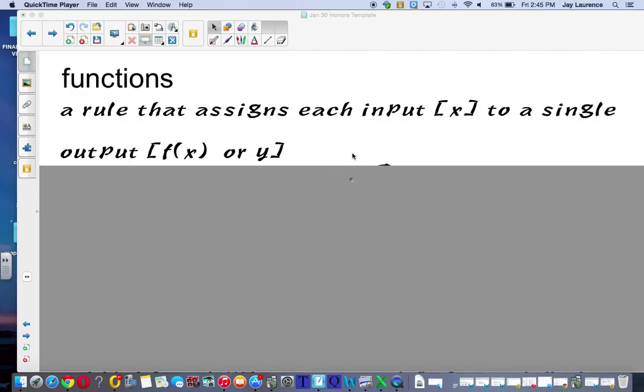Laurence here, and this video is going to be a review of something we did a little while ago, but we didn't do much with. I've been spending so much time on writing these functions and then the geometric and arithmetic sequences. We really need to understand what a function is.